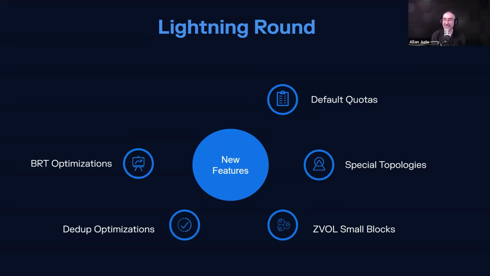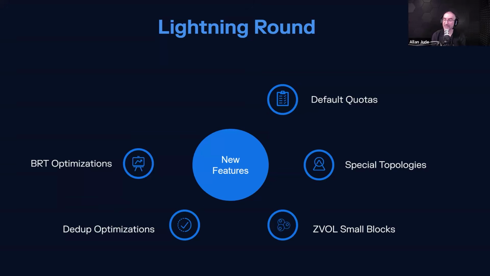There were a bunch of optimizations for BRT, the block cloning or ref links as well. Again, kind of reducing the lock contention there, using more task queues when you're freeing blocks so that it can do the preemptive reads it needs to know if it needs to update the BRT table or to fetch those parts of the BRT table it needs to update.